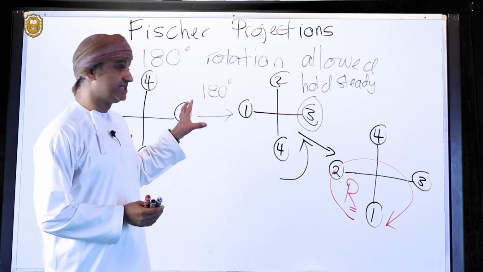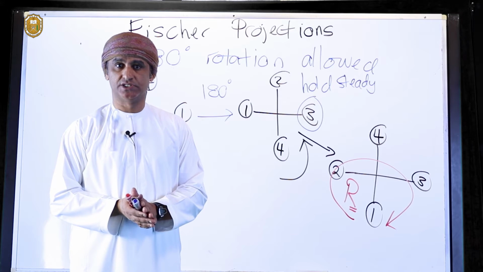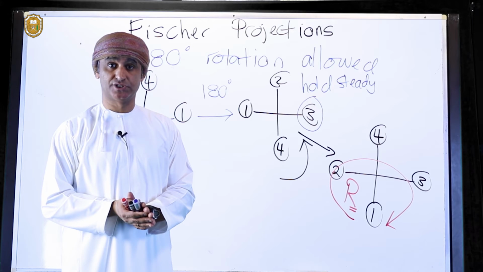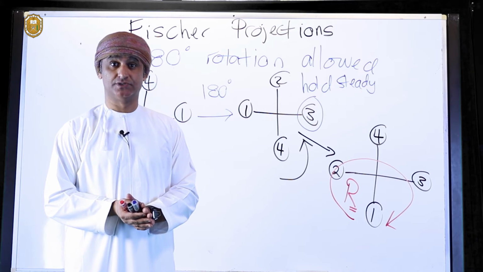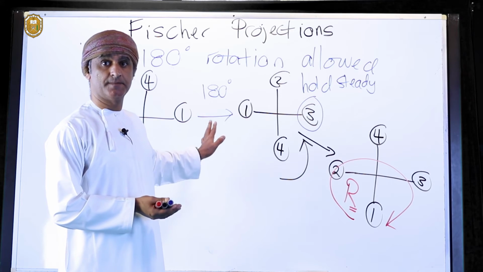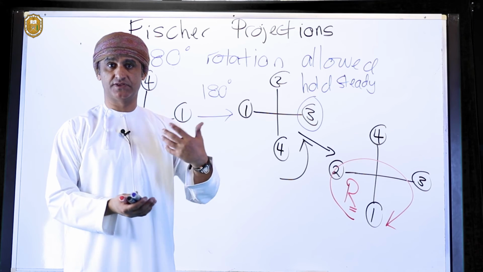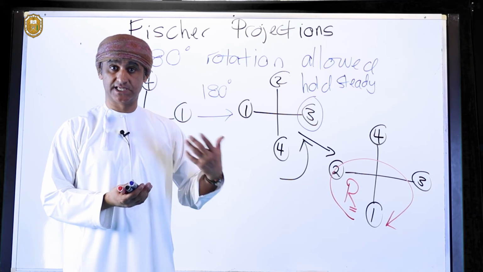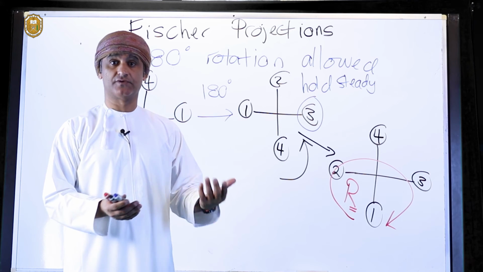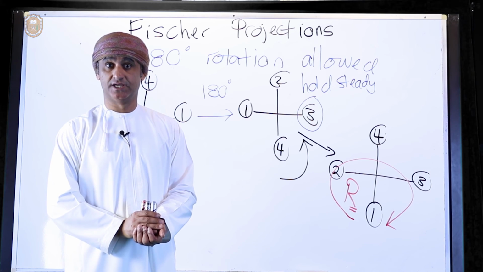So in summary, a 180-degree rotation is actually allowed in Fischer projections because it does not result in change of absolute configuration. If the configuration is R, the new configuration in the structure after the 180-degree rotation is still R. If we begin with S, we end up with S. So therefore, a 180-degree rotation is actually allowed in Fischer projections.